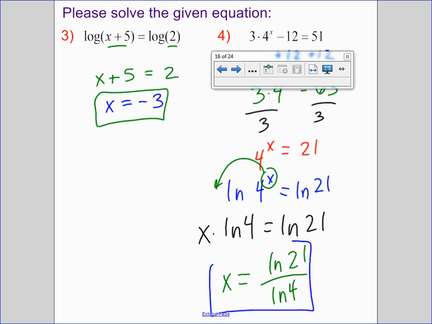It looks like x equals exactly ln 21 over ln 4. Again, we could get a decimal approximation for that, but in the interest of time, we'll go ahead and box it and continue on.